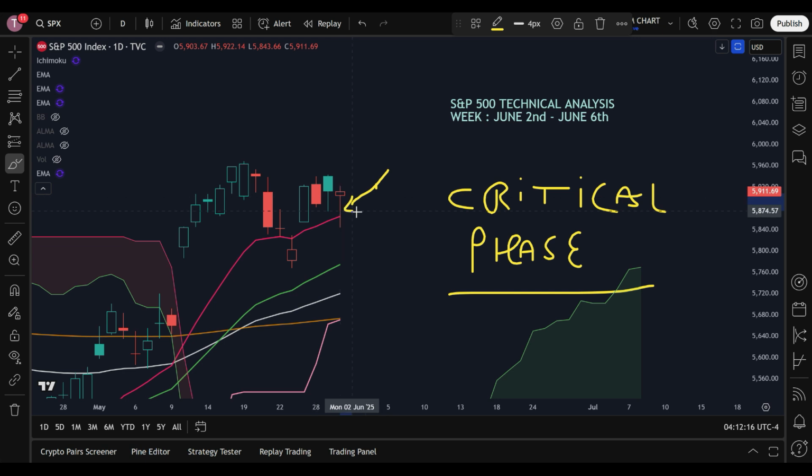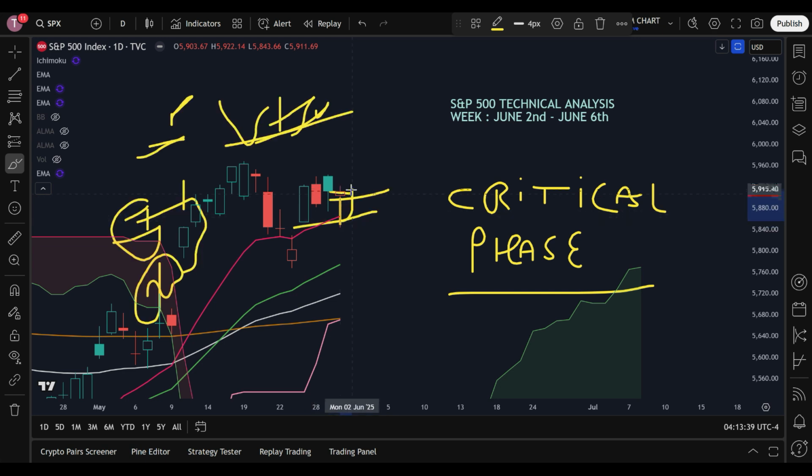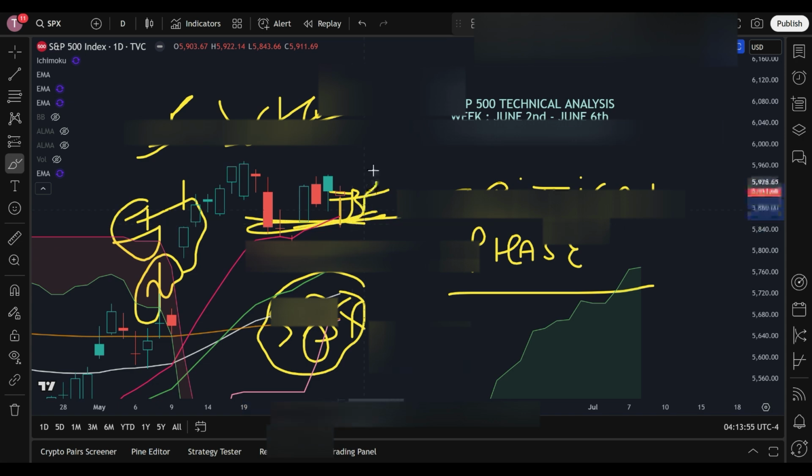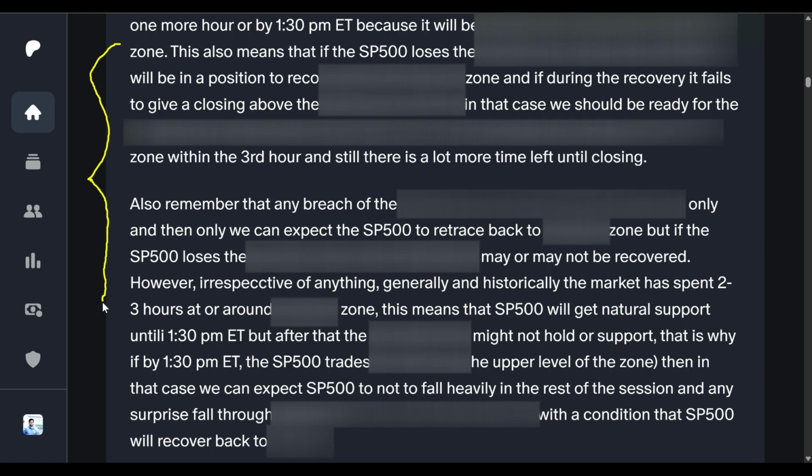Then came Friday. Within the first hour, it got a reversal. In the second and third hour, it came down to the zone and sustained. So again and again, the zone that starts from 585x has played a very important role and helped the S&P 500 sustain. Otherwise, this was not possible. That is why in my midday update to my Patreon community members on Friday, I again and again mentioned the zone: no heavy fall can happen as long as the S&P 500 is holding at the zone.